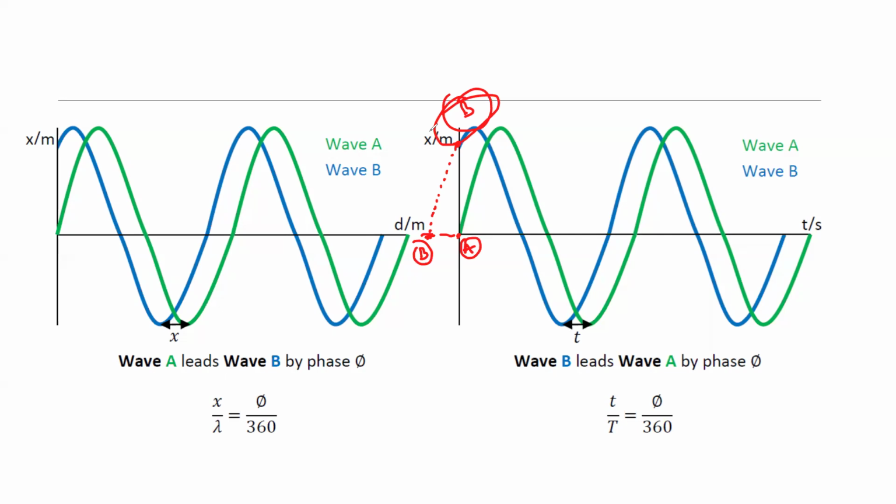But in the wavelength and displacement graph, the one which starts from the mean position and returns to the mean position after completing one wavelength first is the leading one.